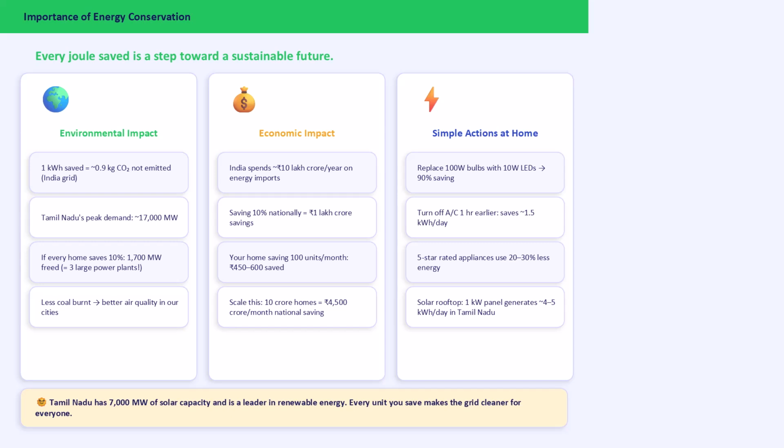Tamil Nadu already leads the nation in solar and wind energy. Understanding power and energy quantitatively is the first step to conserving them intelligently. As engineers, this responsibility falls directly on you.